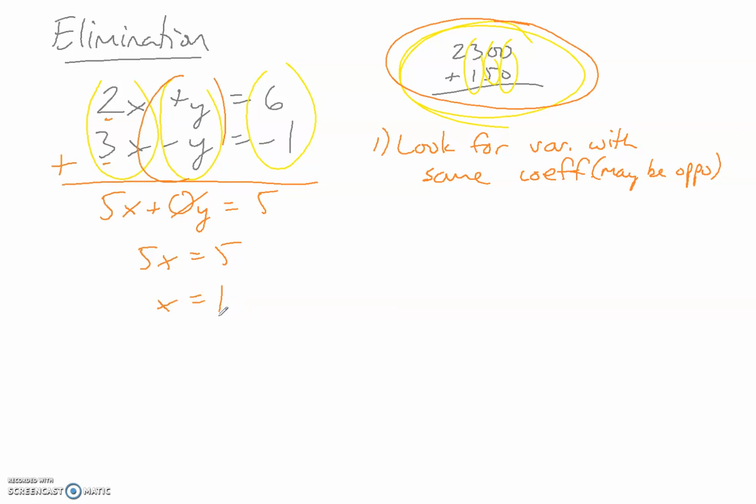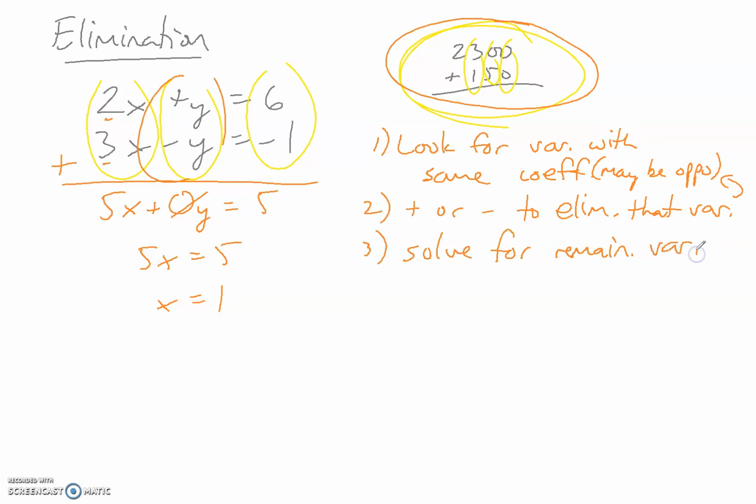So the first thing you have to do is look for a variable with the same coefficient. And then what you have to do is add or subtract to try and actually eliminate that variable, okay, the one that you found over here. So in this case, I added the two expressions, and if I add a positive and a negative, of course, they cancel out. And then you can actually solve for the remaining variable, okay?